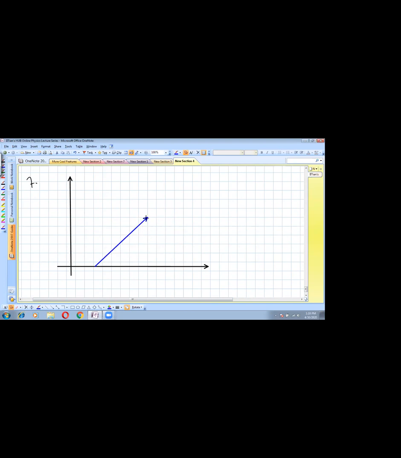At an angle of 60, so it should be more like this. Oh, sorry, it's at an angle of 30. It's correct. It's like this only. So this is the vector A. Its magnitude is 10 units.